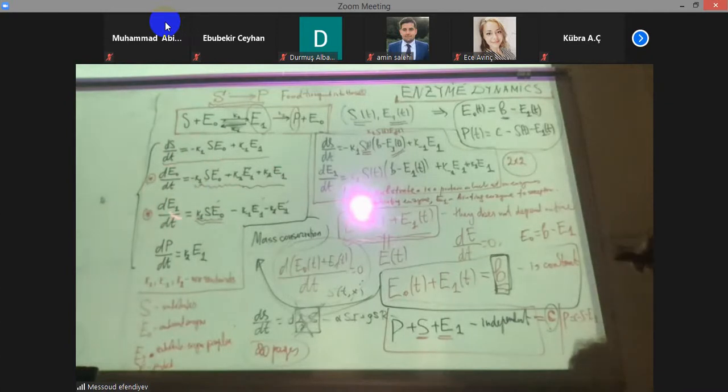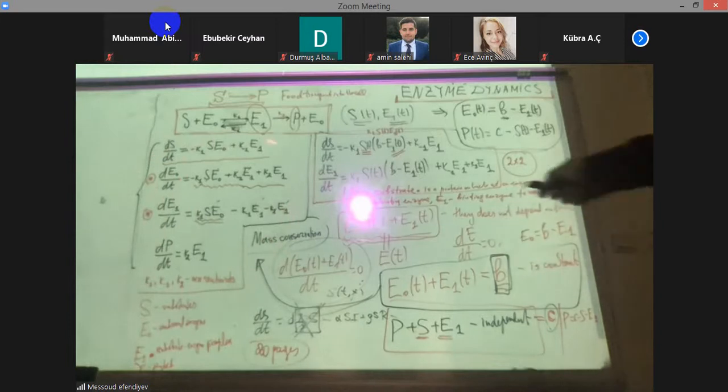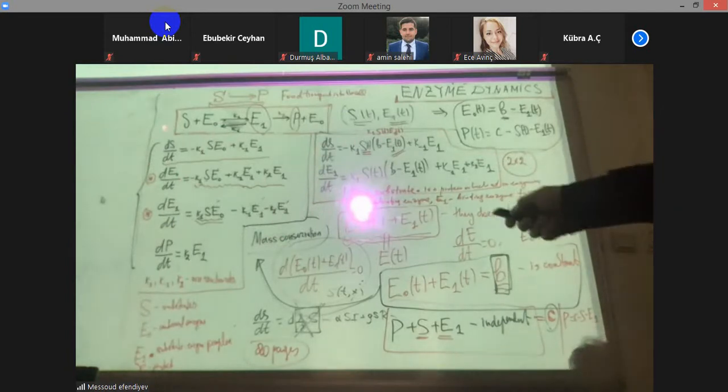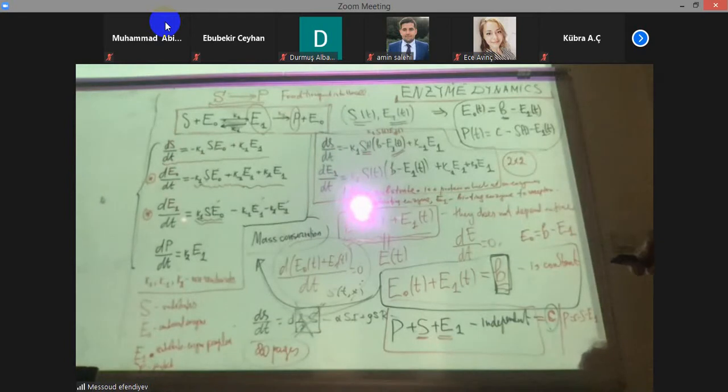Because in order to reduce the number, you have to see what kind of conservation quantity your equation has. This chemical reaction obeys this differential equation. And last time we have seen that if you take E0 and E1 and add these two equations, now I would like to show that in spite of having a four-dimensional equation, it can be reduced to two, which is the huge advantage, because instead of finding the four unknowns S, E0, E1, and P, it will be enough to find S and E1.